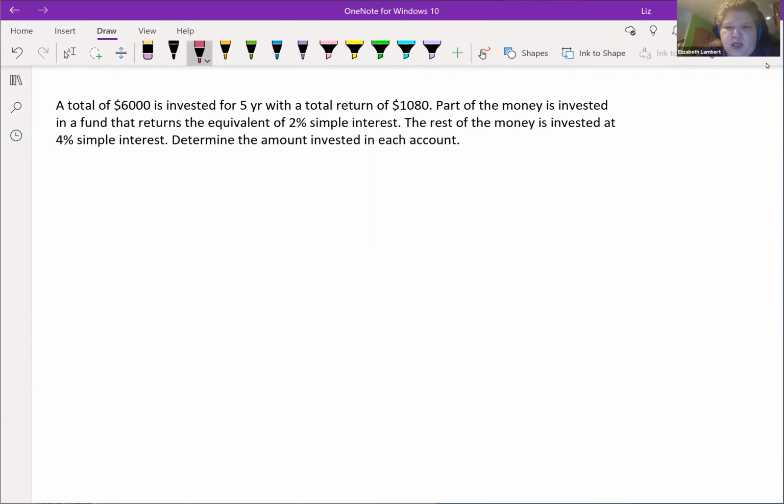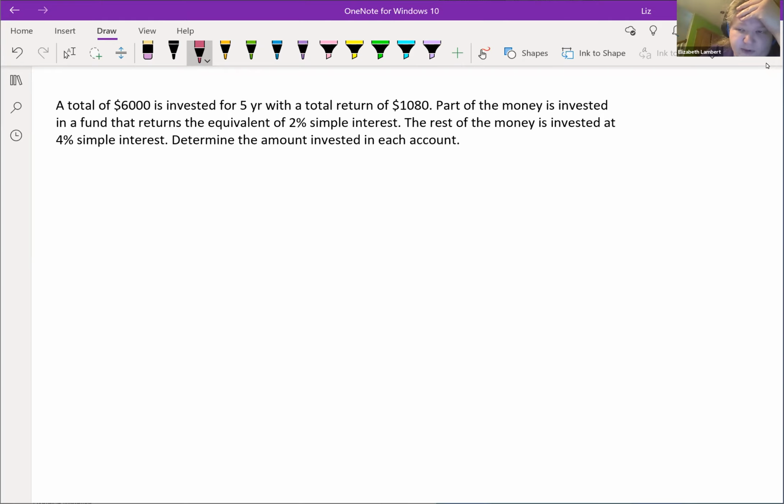All right, so we have $6,000, whew, I wish, being invested for 5 years with a total return of $1,080, only in Mathland. Part of the money is invested in a fund that returns the equivalent of 2% simple interest. The rest of the money is invested at 4% simple interest. Determine the amount invested in each account. There must have been a limit on the 4% account because we should have just put all $6,000 in the 4%. It's more money.